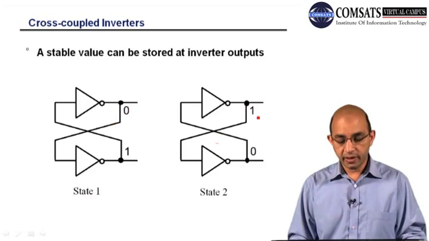Another possibility is if we have a 1 here. So that 1 will be cross-coupled, feedback, and then this one will be 0 because this is an inverter, so that 0 will be moved here. Due to cross-coupling, we will be having the 1 here. So you can see that we have the oscillations here. It means the values will be there even if we don't have any input.